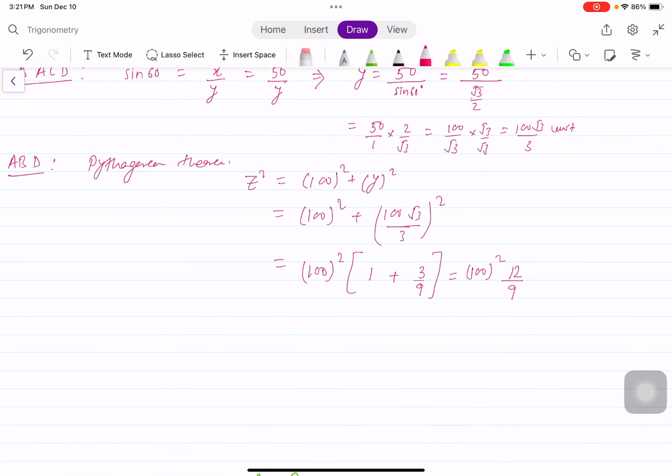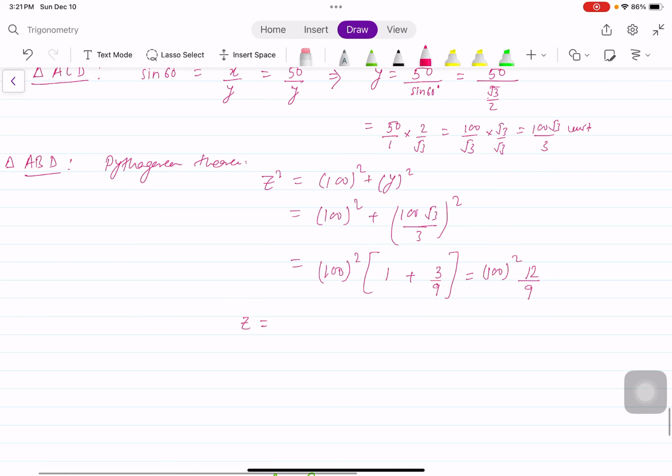But what do we want to find? We want to find G. So G is the square root of this whole thing, 100 square. I'm gonna put this as 2 square into 3 over 9. You can extract the square quantities one time. 100 into 2 times square root 3 over 3. So this is 200 square root 3 over 3. So this is the exact answer, whatever the unit.